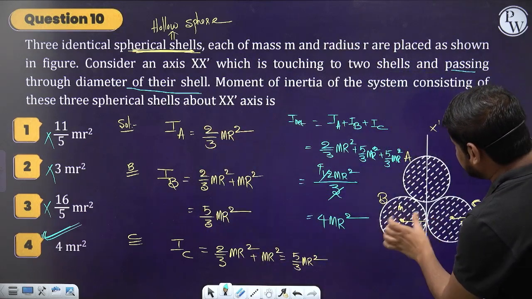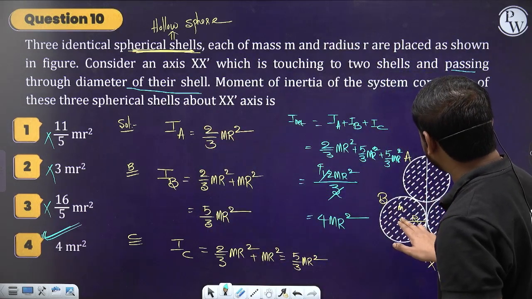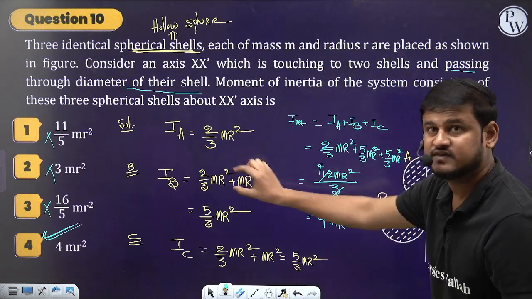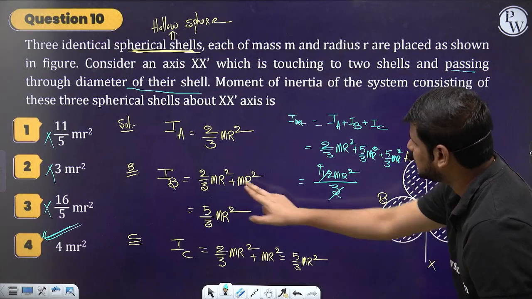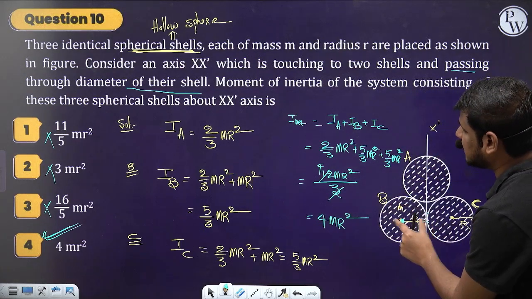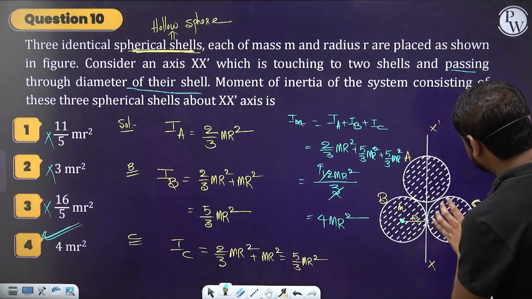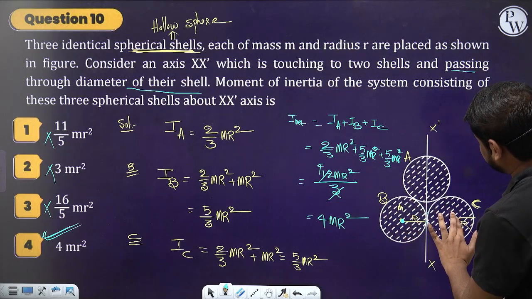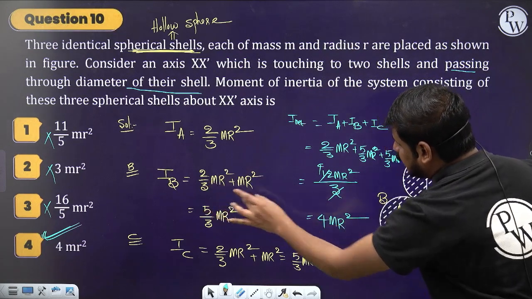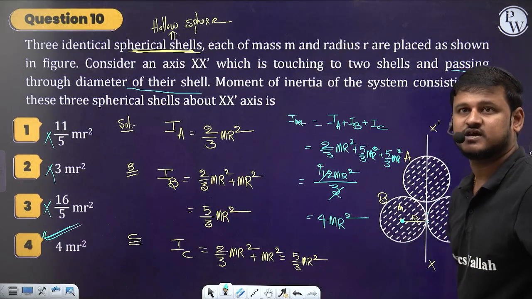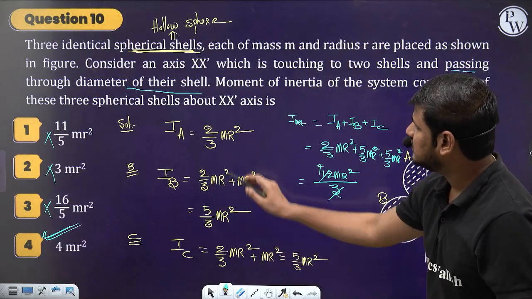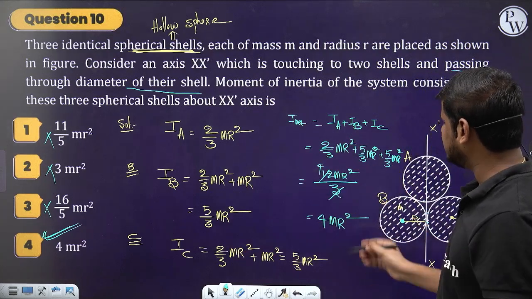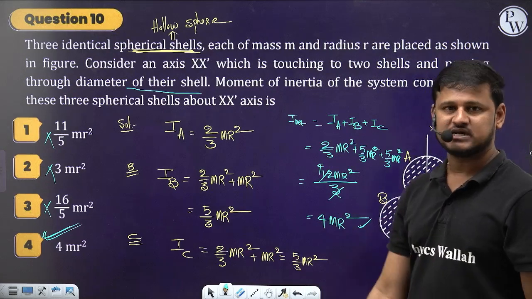For the second sphere, it is passing through its tangent, so can we apply the parallel axis theorem here? About its diameter we already know 2 by 3 mr square, plus here we require mr square, at a distance r. For the third one also, the C1, it is the same thing because it is at the tangent. Done. So IA, IB, IC we got, the net will be IA plus IB plus IC, and the final answer we got is 4 mr square.